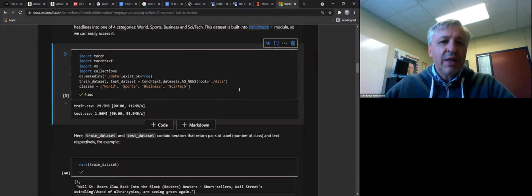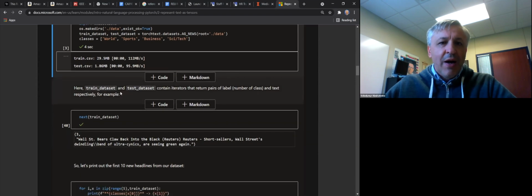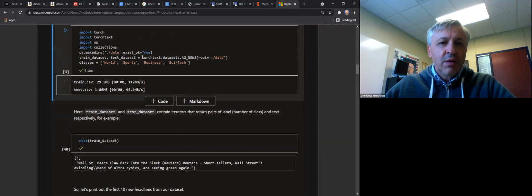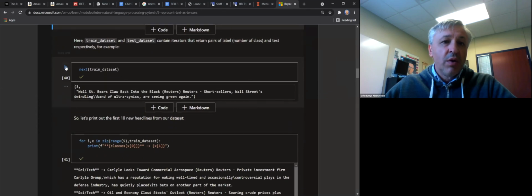But we will see that we are basically fetching two text files. One of them is a training data set and another one is a testing data set. There is a much larger training data set and a little bit in the testing data set. What this method returns is iterators. So Torch text data set will give us the train data set and the test data set as two iterators. And we basically can just go and ask what's next.